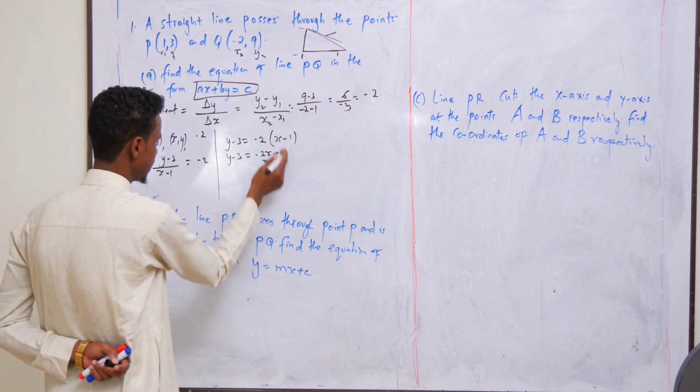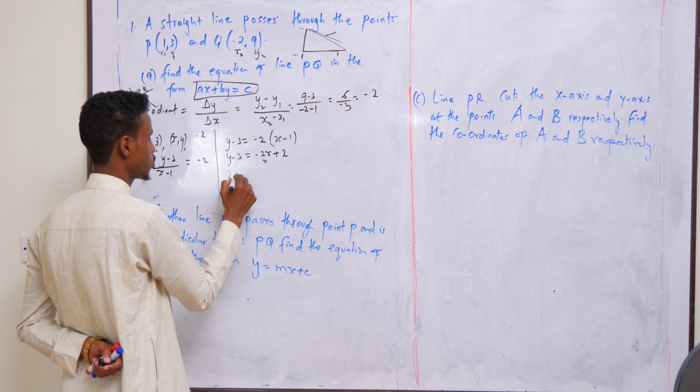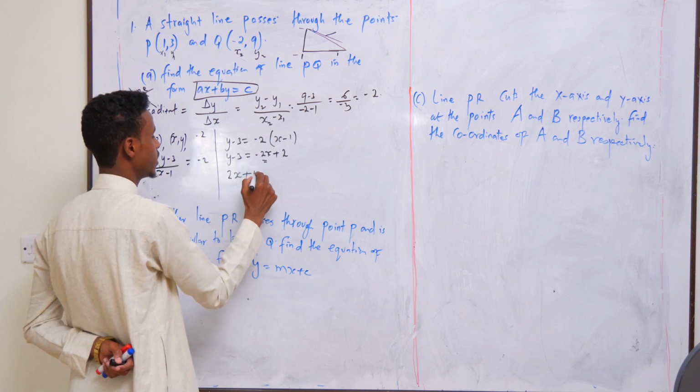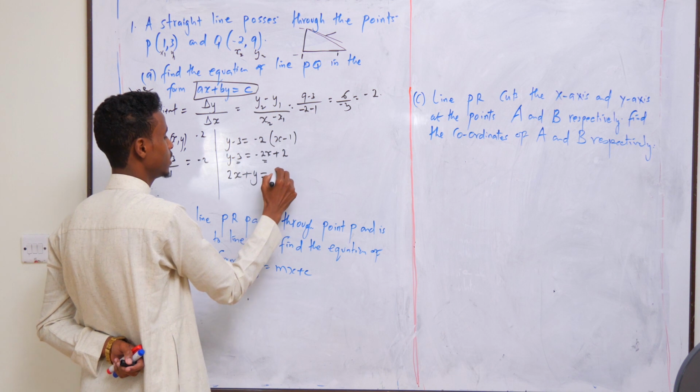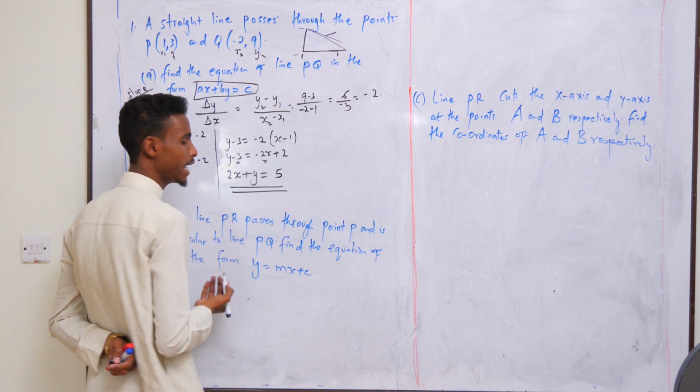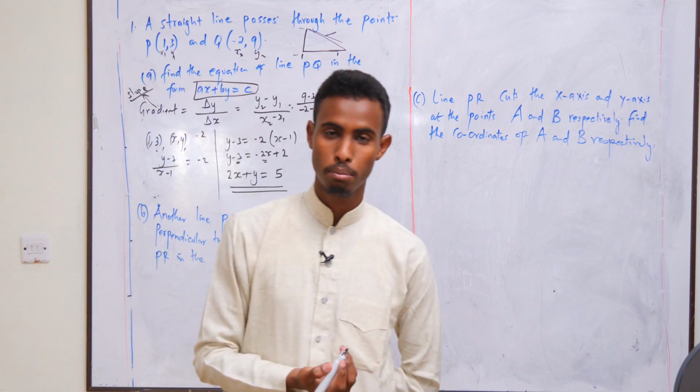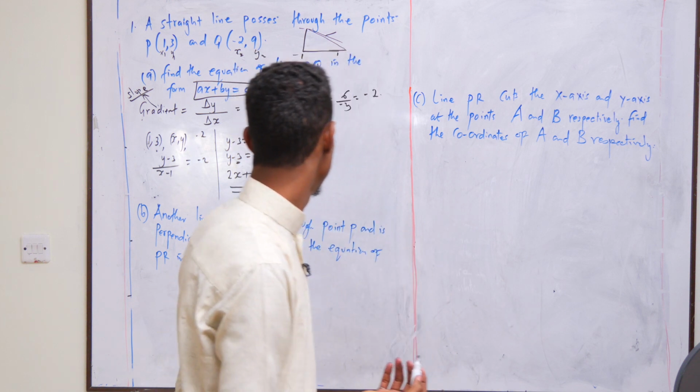Now, x is here. Let's put it here. It will be positive 2x, plus, we have already y here, is equal to negative 3 plus 2, which gives 5... that is, 2x plus y is equal to 5. That is the equation of the line in the form of ax plus by equals c.